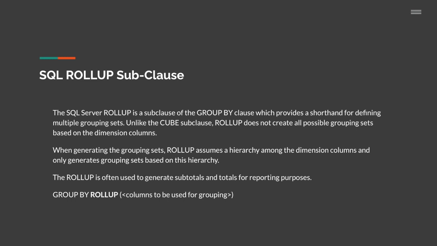The syntax to use the rollup subclause would be to start off by providing the group by keyword, then the rollup keyword, and in brackets you'd identify the columns that you'd want to utilize in the rollup. Let's take a look at this in practice to get a better understanding as to how the rollup subclause works and how the results would return.